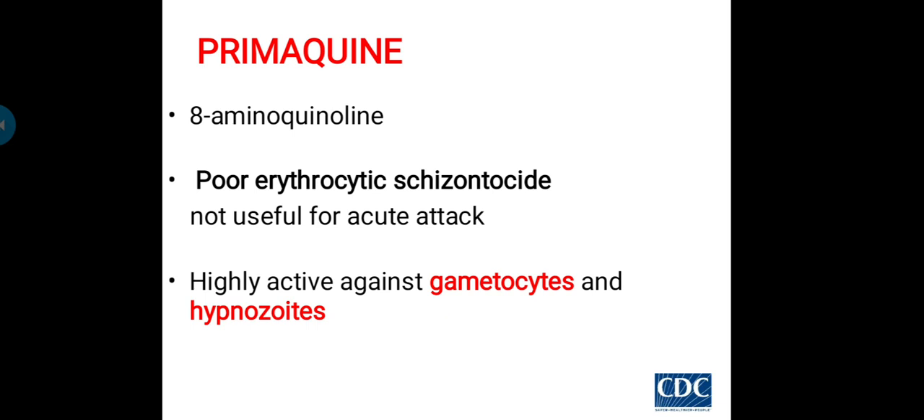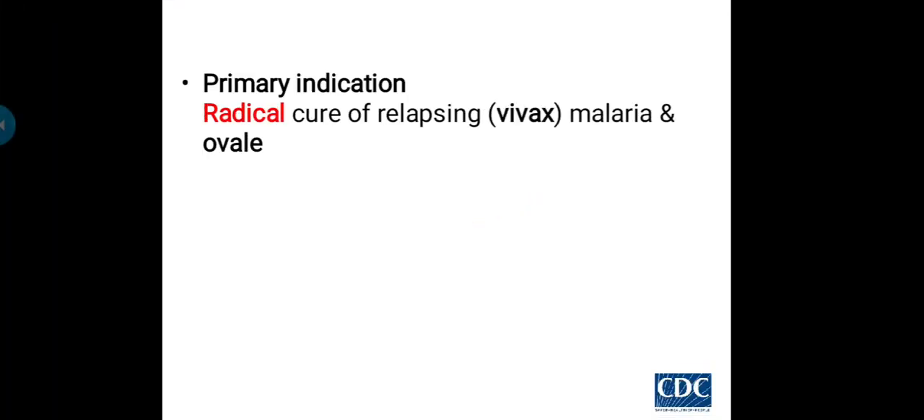It cannot cure the fever, but it prevents relapse as well as recrudescence. It prevents relapse as well as the transmission of gametocytes from the infected person to the mosquito. It is highly effective against gametocytes and hypnozoites. The mechanism of action is almost the same as chloroquine. That means it also forms the heme-primaquine complex and prevents formation of heme to hemozoin.